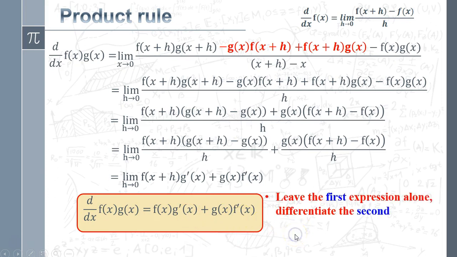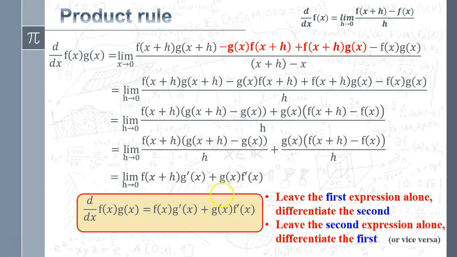If you look at it, what we've got is leave the first expression alone. So this one here, I've got f of x, and then just multiply it by the second one differentiated. That's the first bit. And then I've got to add on what I get from leaving the second one, g of x, alone, and differentiating f of x. And because it's an addition, it doesn't matter which order you do those in. So it breaks down into quite a nice, simple, neat rule: leave the first one alone, differentiate the second, leave the second one alone, differentiate the first.